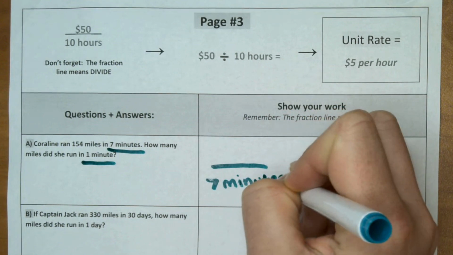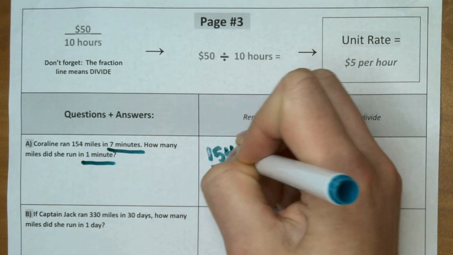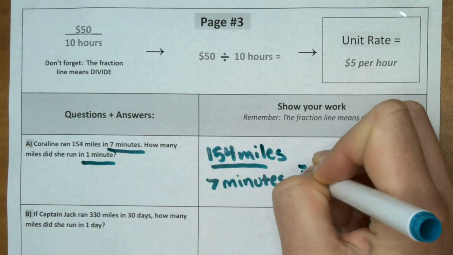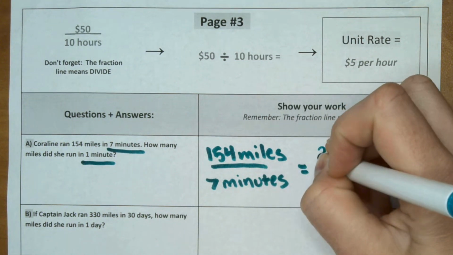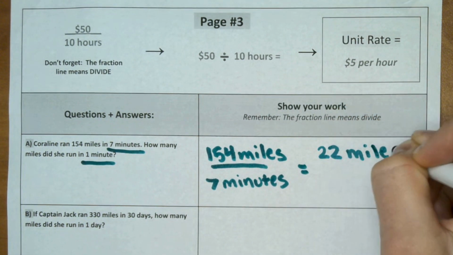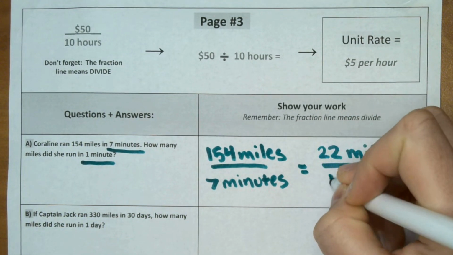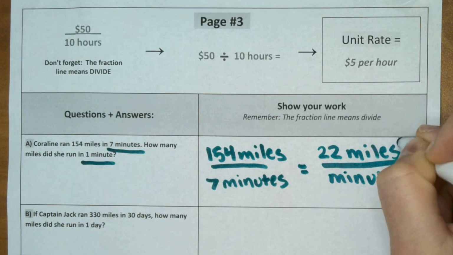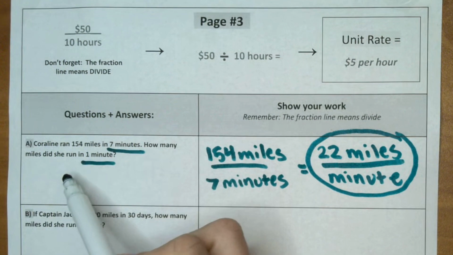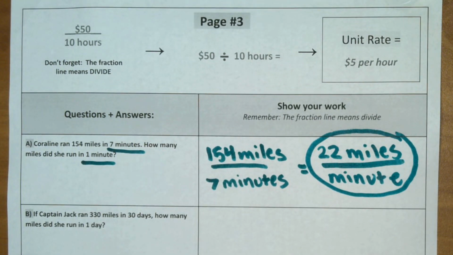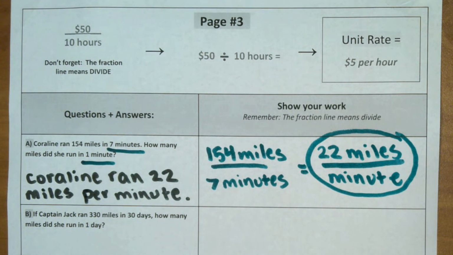So I'm going to do 154 miles divided by 7 minutes. And 154 divided by 7 is 22. So our unit rate is 22 miles per minute. I'm going to circle my answer over here, and then I'm going to write a complete sentence answering the question under here. Make sure you have this down. Pause the video if you need more time. Complete the rest of page 3, and then come back once you get to page 4.